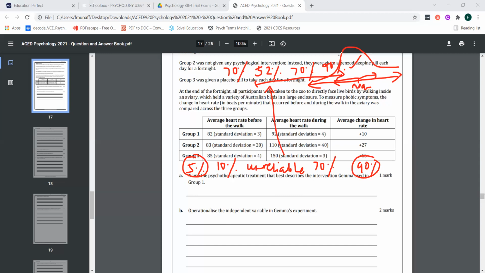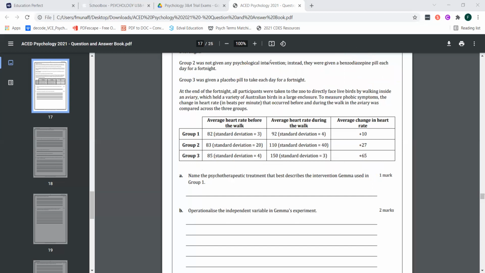Okay, no stress. I'll explain this with reference to this actual data we have here. When we're looking at the actual data, you can see the average heart rate before the walk for the people in the systematic desensitization, so I'll write SD group, was 82. And then during the walk, when they were in the zoo, kind of seeing the birds face to face, their heart rate has gone up, understandably, to 92, indicating that they were scared.